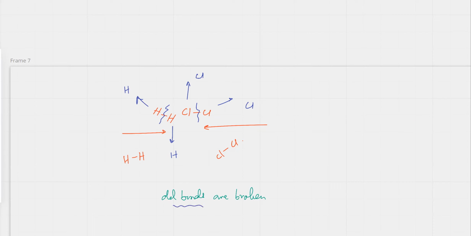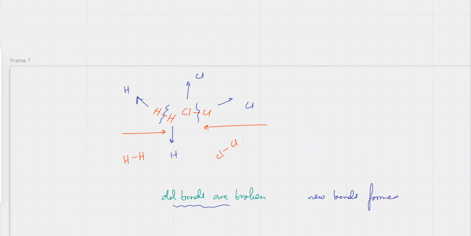Okay, is this point clear? What happens during a collision? Yes or no? Is this clear? Yes, sir, it's clear. So the old bonds need to be broken. That's the first thing. And then the next step happens. Then there's going to be a lot more collisions, and new bonds are formed now.